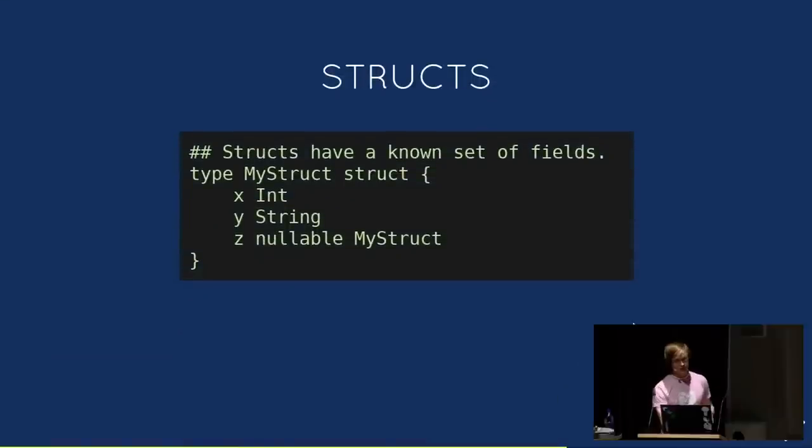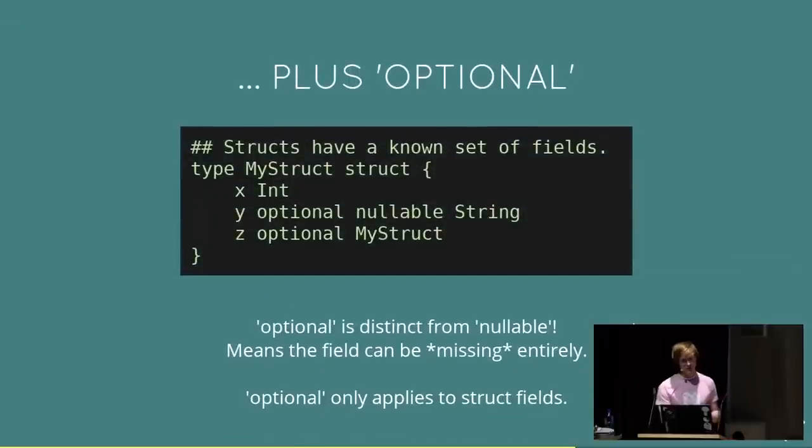Since I mentioned structs several times already, they look like this. And structs have another keyword. This is one of the first places where I think these schemas get interesting compared to most other schemas that are out there right now. Optional is a new keyword. Optional is distinct from nullable. Nullable means that the value can be null. Optional means the value can be missing. This is sort of more like JavaScript's concept of undefined. This optional keyword only applies to struct fields because in the case of a map or a list value, it clearly just doesn't make any sense, right? So, optional fields.